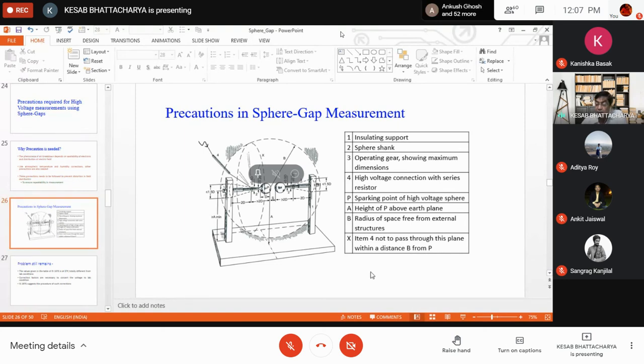Is the point clear? Is there any question about the mounting arrangement? You tell me. Sir, can you please repeat the last part? Why that part, item 4 should not?